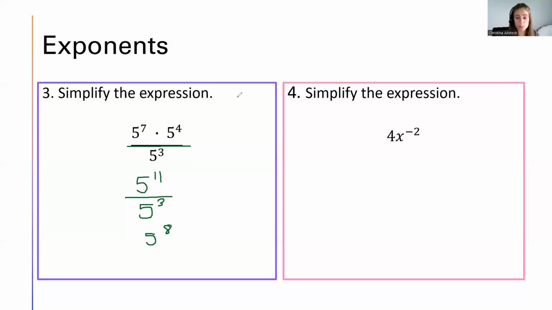And it doesn't tell us to simplify it completely. It doesn't tell us to write our answer in standard form. Therefore, 5 to the 8th is the acceptable answer. All right, number 4.